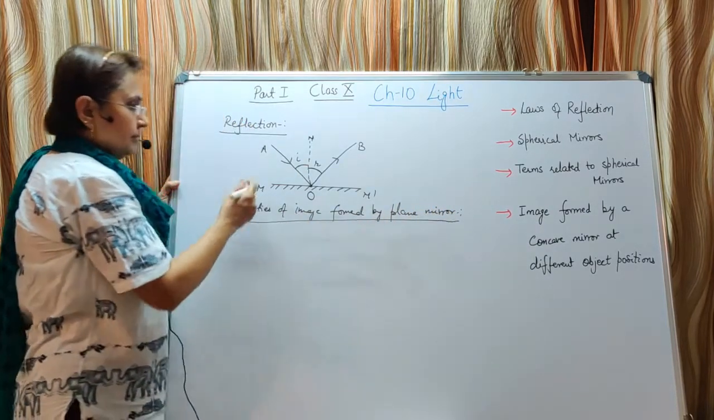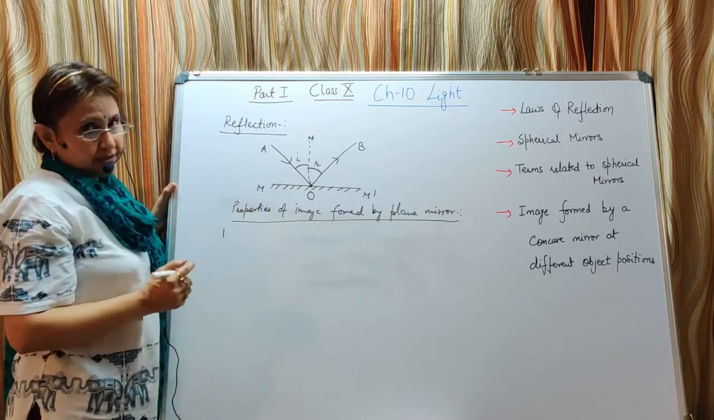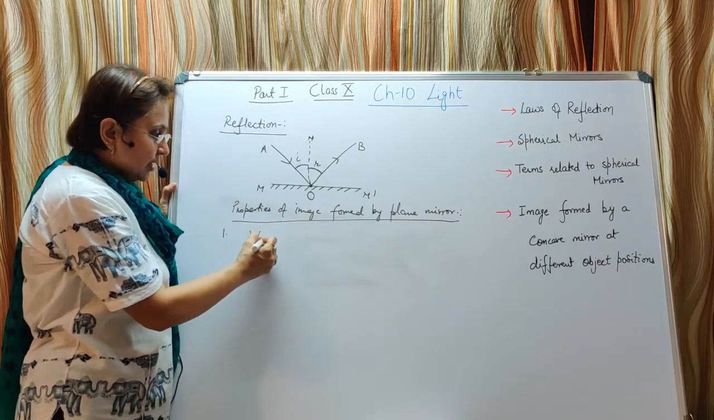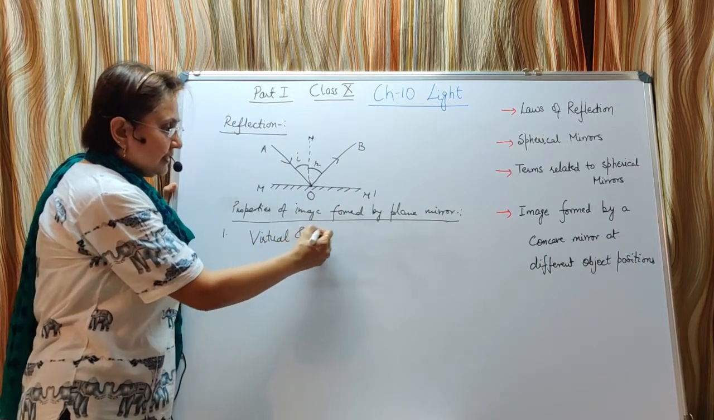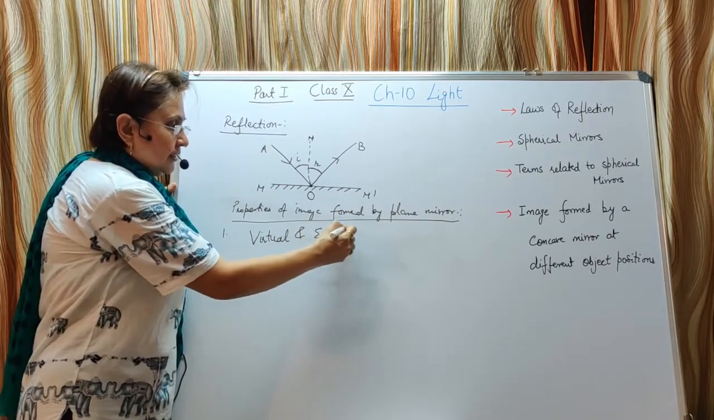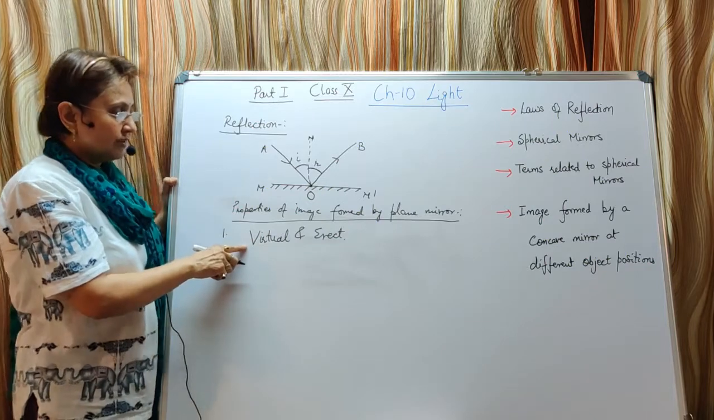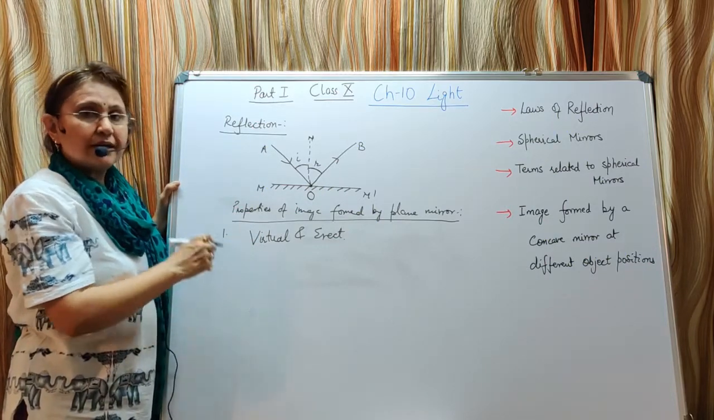Okay, this is the plane mirror. The first property is that the image formed by a plane mirror is virtual, and virtual images are always erect. So the image formed by a plane mirror is virtual and erect.